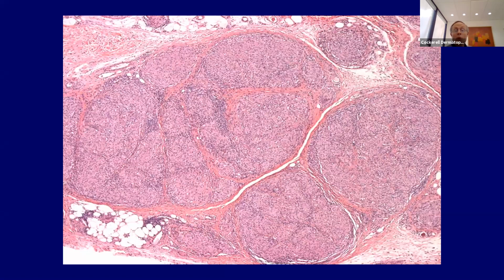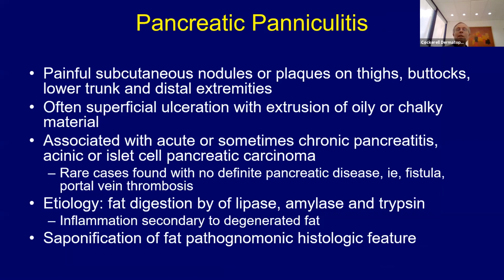Other things that can give you sarcoidal granulomas, just make sure you know the differential diagnosis: Melkersson-Rosenthal, Crohn's disease, certain infections can do it, and then granulomatous rosacea can do it, but it wouldn't give you this dense sarcoidal pattern in the subcutaneous fat.